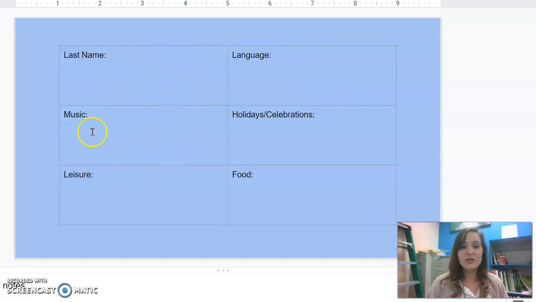What kind of music does your family enjoy? Okay, and I know some of the younger people might enjoy different music than your parents, but kind of think about together, when you put it together, what do you enjoy? Maybe a style specific or a couple styles. What kind of holidays or celebrations are important to you? What are the big celebrations or holidays for your family? What's most important? Leisure would be anything that you or your family do for fun or to relax.